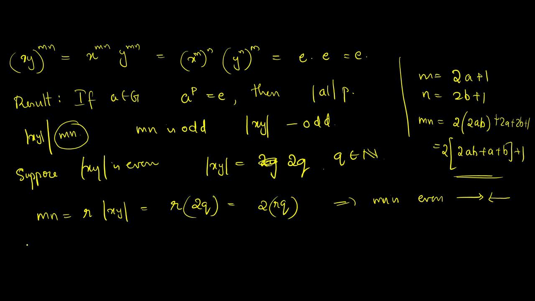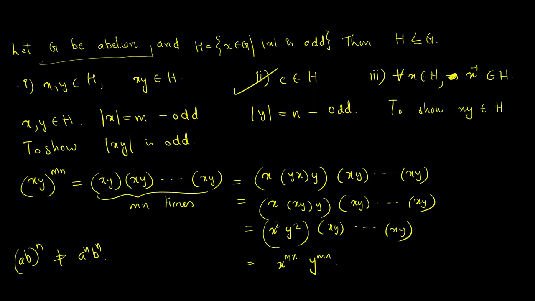The order of xy being odd implies that xy is in H. So if x is in H and y is in H, then xy also must be in H. Now, what about the third one? For the third one, again I am going to use a result that if x is an element in the group G, then the order of x and the order of x inverse must be the same. I'll again prove that in one of the later videos.